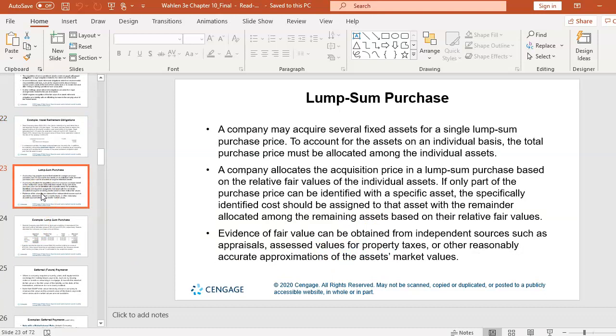Lump sum purchases. Sometimes when you buy an asset, you're buying a bundle of assets. For one price, you're buying building, land, and equipment.